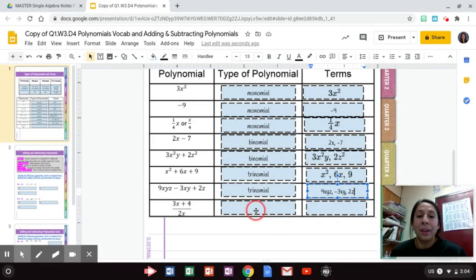Okay, the very last one, 3x plus 4 over 2x. You notice that x is at the bottom. When that happens, it is not classified as a polynomial. So here, when it's asking what type of polynomial is it, it is not a polynomial. So not a polynomial, and there are no terms if it doesn't have a polynomial.